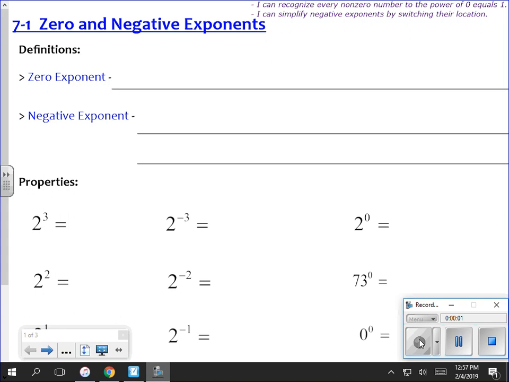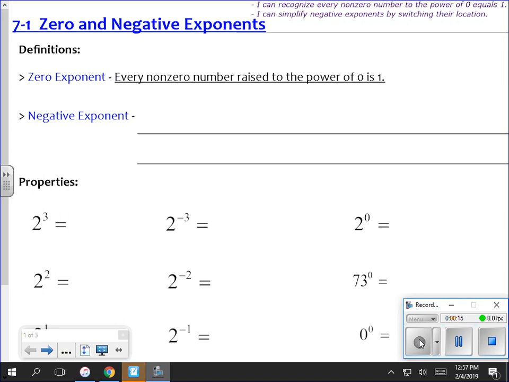With exponents starting this chapter, and in particular today we're dealing with zeros and negative exponents. So, zero exponents.